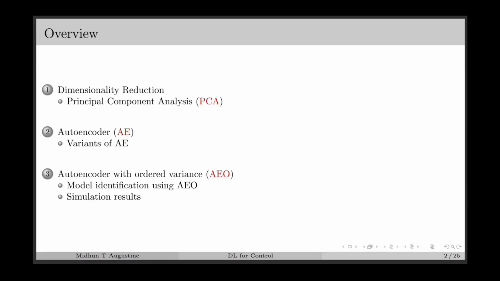We start with the problem of dimensionality reduction and the principal component analysis or PCA, which is a linear dimensionality reduction method. Then we move on to the autoencoder or AE, which can be considered as a nonlinear dimensionality reduction approach or a nonlinear extension of PCA. Then we discuss the autoencoder with ordered variance, in which the latent variables are ordered according to their variance, similar to PCA.